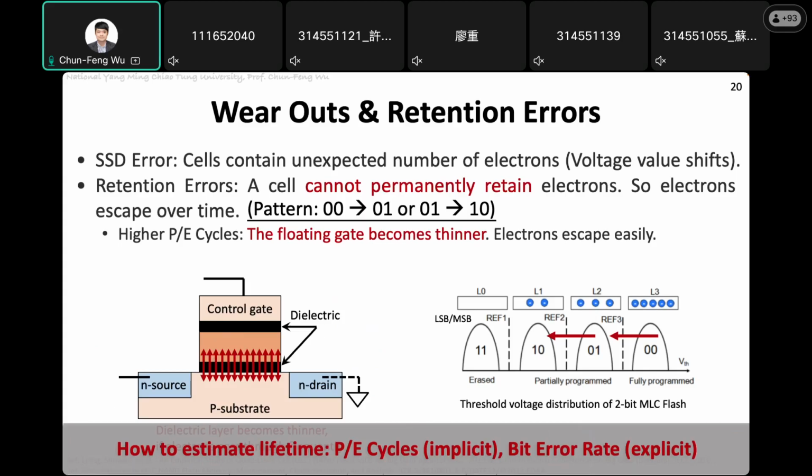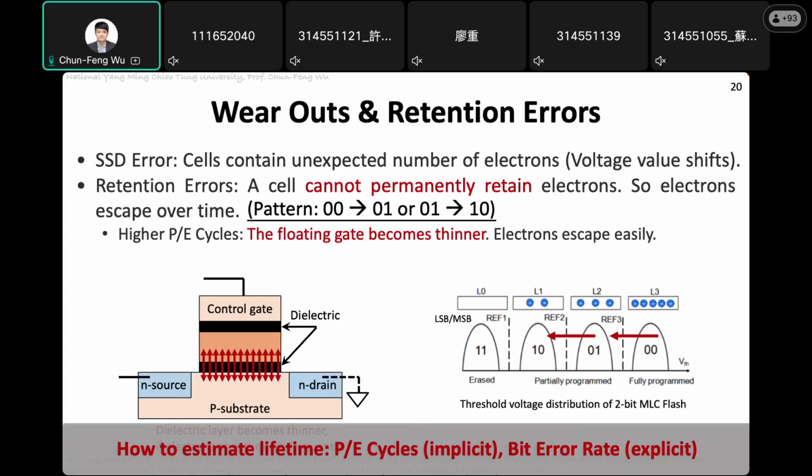So how do we estimate the lifetime? How do we know this SSD is healthy enough? There are two ways. One is called PE cycles, another is bit error rate. PE cycles, I would say, is an implicit way, because it is easier to collect. You can count, okay, this block you erased and programmed maybe 100 times, then the PE cycle is 100.